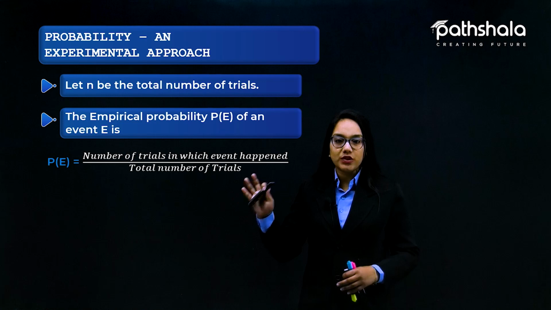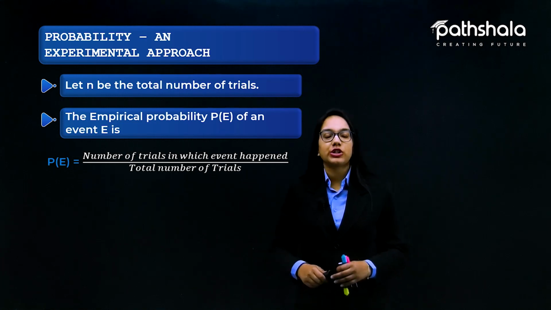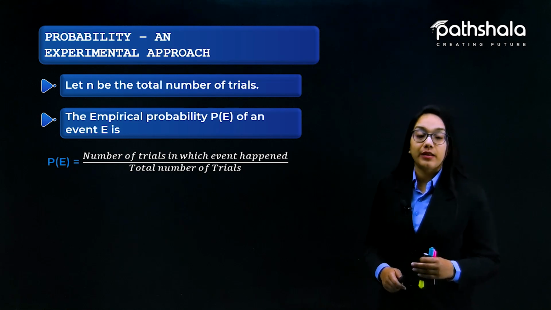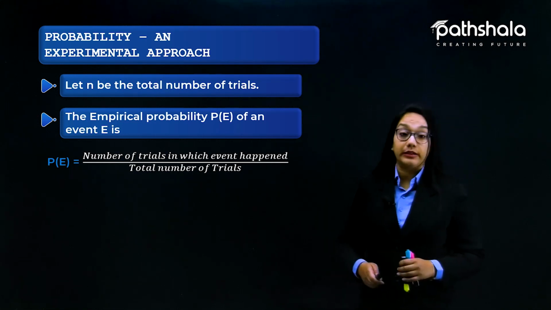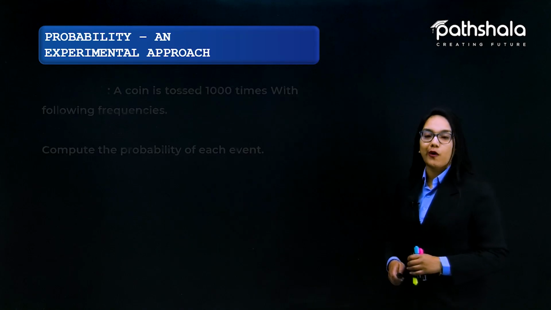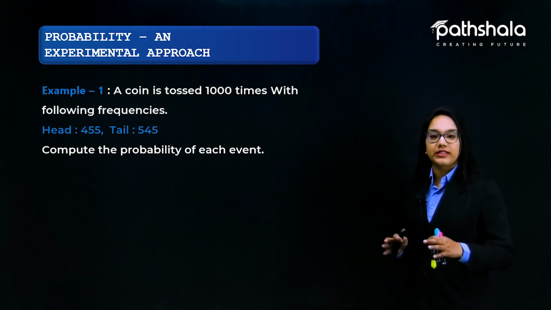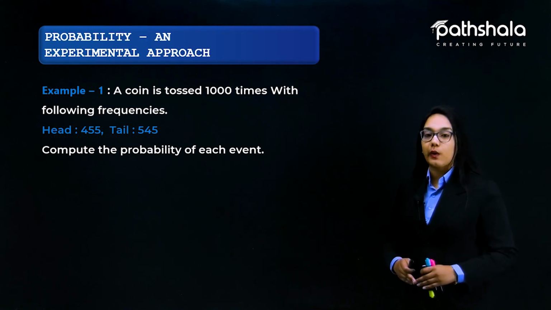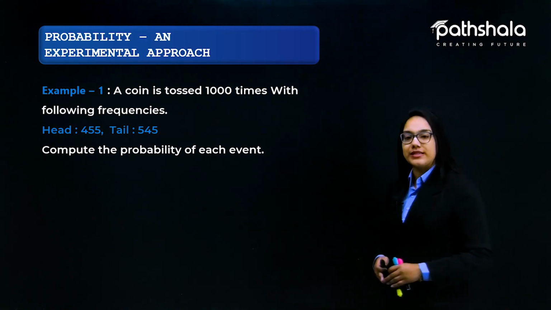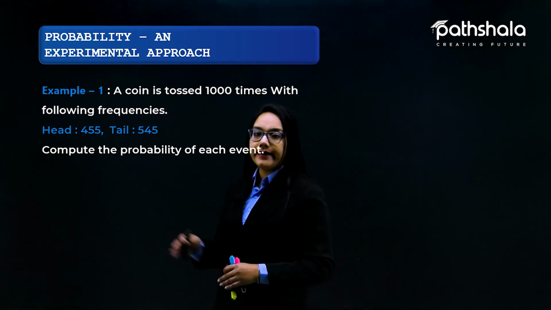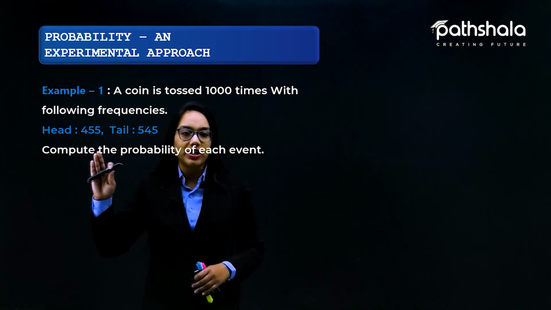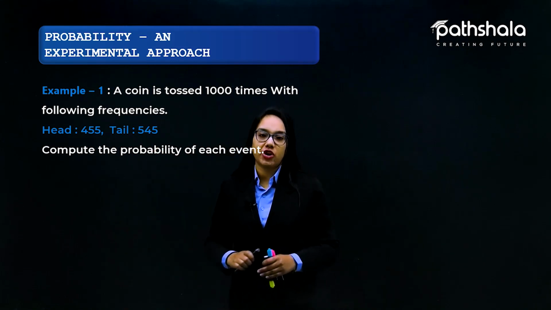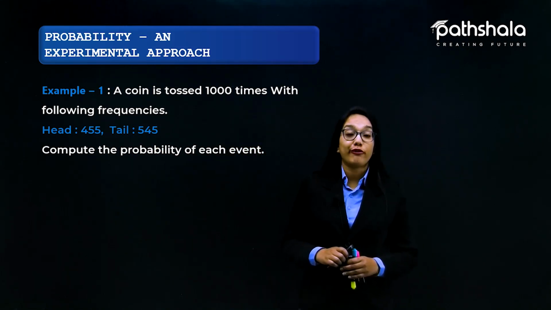Now, on the basis of this formula, let's do an example which will definitely help us relate to this formula a little bit more. It says a coin is tossed 1,000 times with the following frequencies: head comes up 455 times, tail comes up 545 times. Compute the probability of each event.